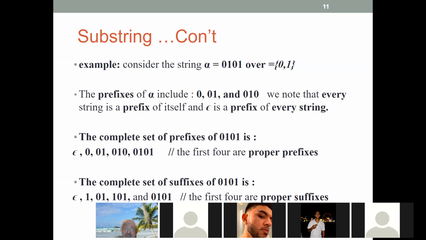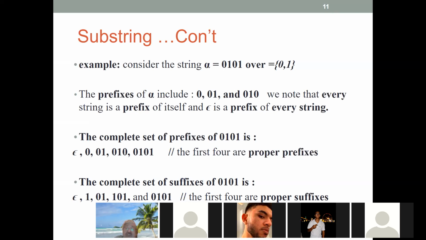Epsilon is a prefix of every string. So the complete set of prefixes of 0, 1, 0, 1, you see the list, the third bullet: epsilon, 0, 01, 010. And finally, the prefix that's not a proper prefix, 0101, because it's the whole string. I was taking the analogy with sets, but I confused myself.